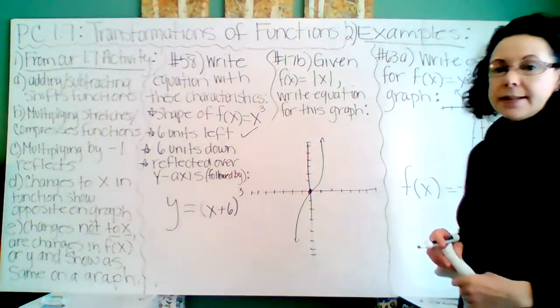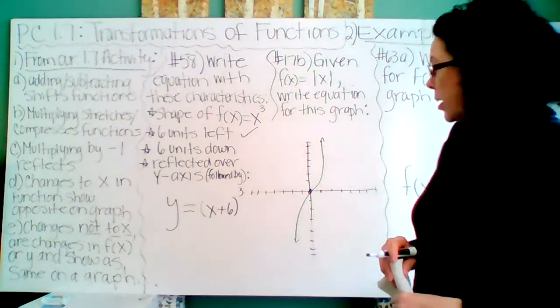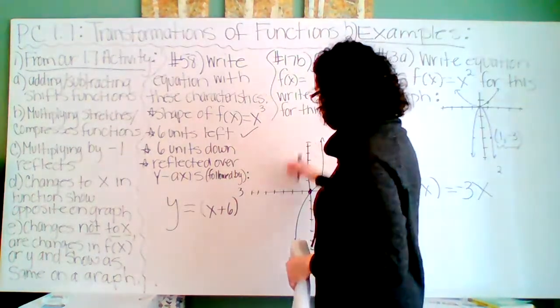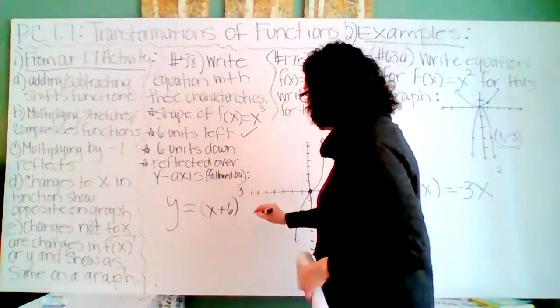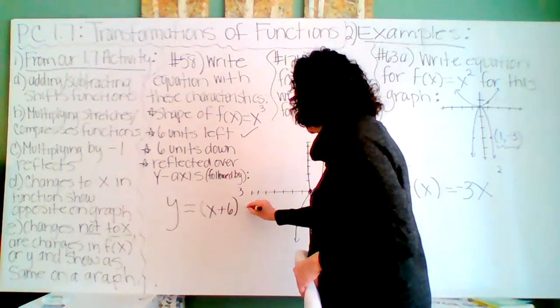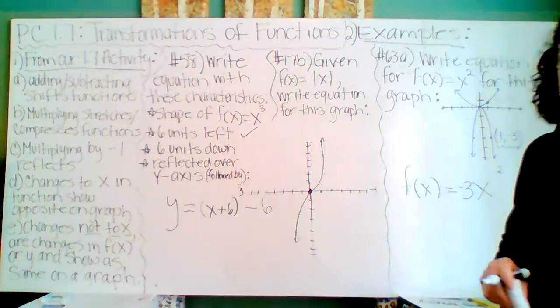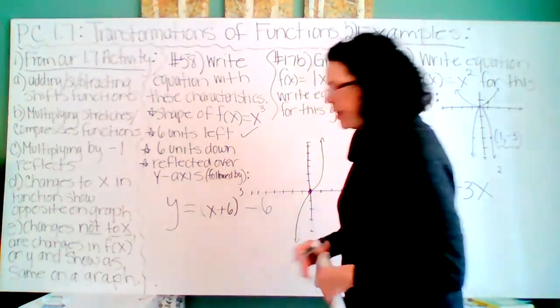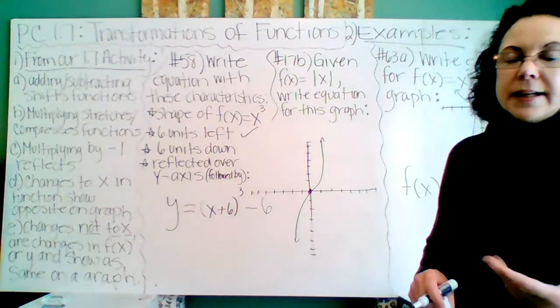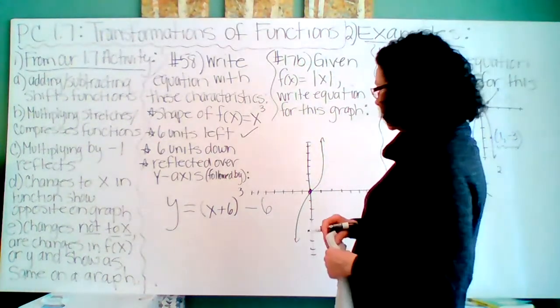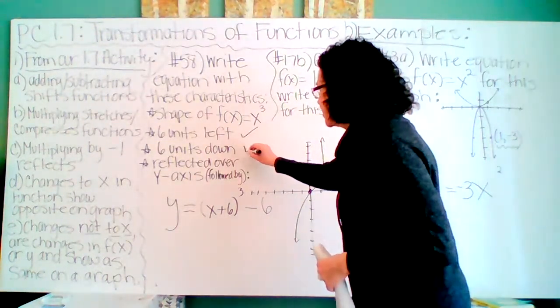Now I want it to be 6 units down. So that is a vertical move. So I know it's addition or subtraction. And because it's vertical, it's not affecting the x. So I'm going to put a minus 6 right out here, because any changes to the function, not to the x, are direct. I took care of this.